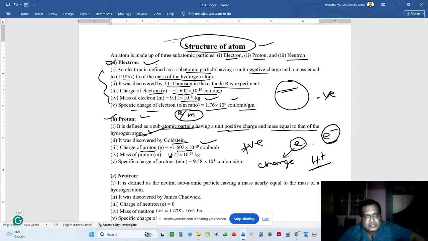The mass of a proton is 1.672 into 10 to the minus 27 kg. The specific charge of a proton, that is the e by m value, is 9.58 into 10 to the 4 coulomb per gram. The specific charge of an electron is 1.76 into 10 to the 8 coulomb per gram, but the specific charge of a proton is 9.58 into 10 to the 4 coulomb per gram.